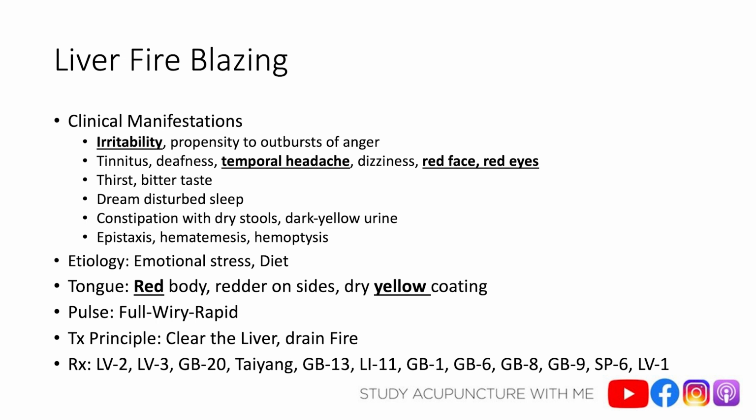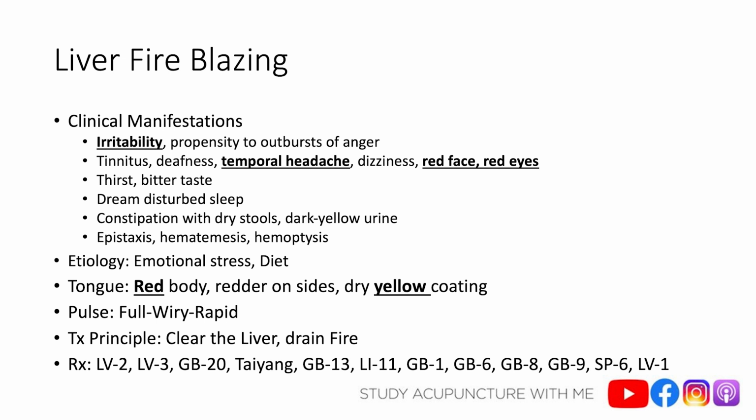So you're going to see this happen on the tongue, and then you're also going to see this happen with the patient's bowel movements. So the other manifestations, although not underlined, you can see the effect of the fire because you're going to see constipation with dry stools, and that's because the fluids are being dried up. And you'll also see this with the urine because the urine is going to be dried up. It's going to be more concentrated. So that's why you see this dark yellow urine, and that's because of the fire.